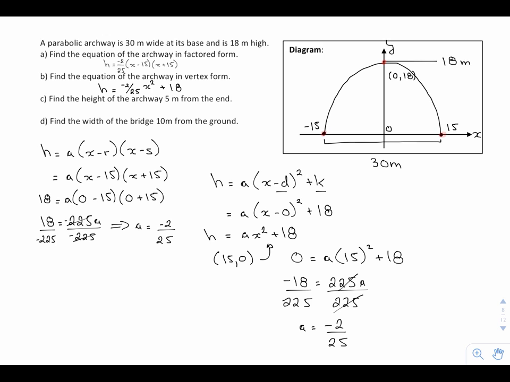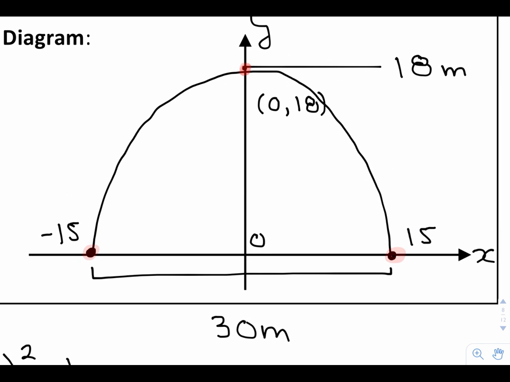Next, we're going to look at the height of the archway, 5 meters from the end. This is part C. So 5 meters from the end, what does that mean? Here I look closely at my diagram. Let's pick, say, this end over here. 5 meters from it, so if I go inwards, will bring me to the value of negative 10, because that's 5 meters from negative 15.